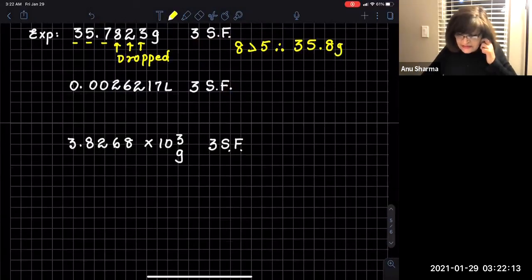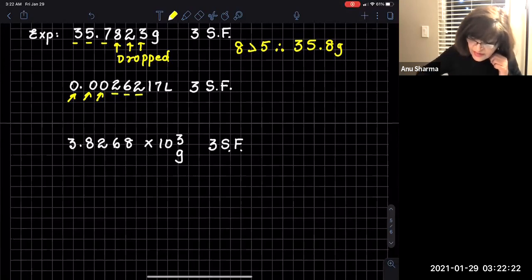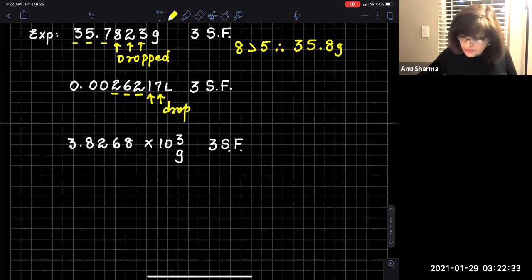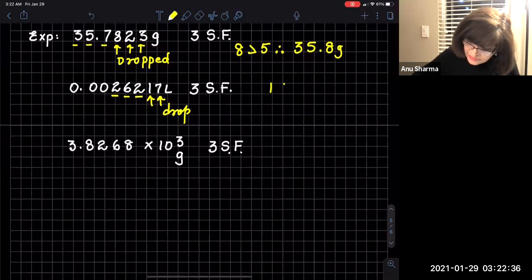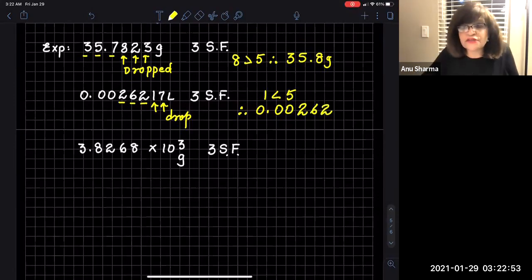Next, again you need 3 significant figures. So these are being dropped, definitely. We need to retain this, this, and this. Sorry, wait a minute, my mistake here. These will remain, but we are going to drop this and this. So we see that 1 is less than 5, or 4, therefore the number still becomes 0.0026 and 2. So 2 remains as it is.